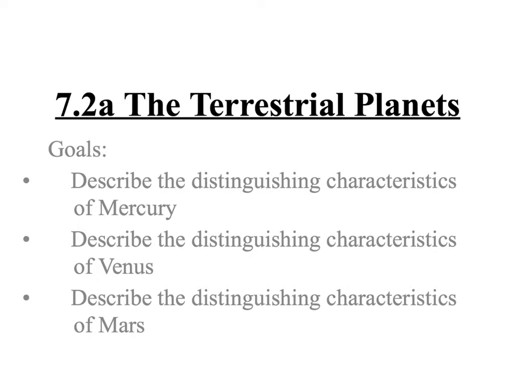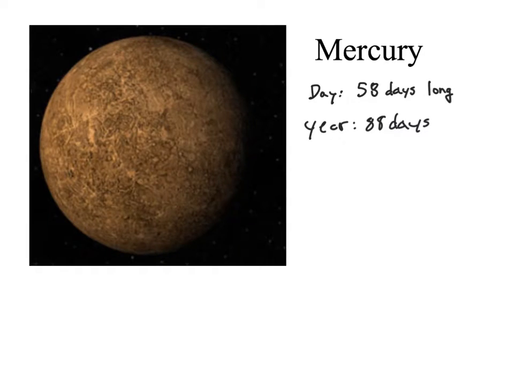In this video, we'll take a look at Mercury, Venus, and Mars. Notice we're skipping Earth because we've already spent a lot of time in this class discussing Earth and its properties. So let's take a quick look at Mercury.